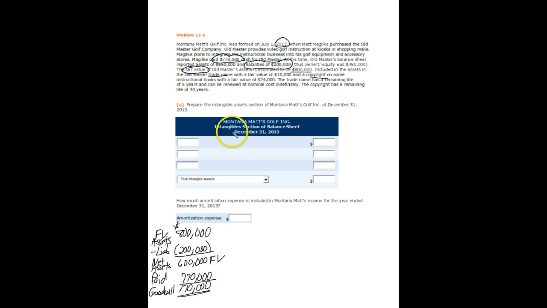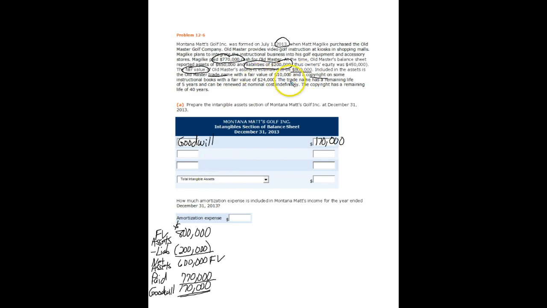So when we get to the intangible assets section, one of the intangible assets that he bought is goodwill. And goodwill isn't what you and I sometimes think; it's not charity. In an accounting perspective, goodwill does not mean charity, like we may think of it in our personal lives. In the accounting world, goodwill means that extra value for a company.